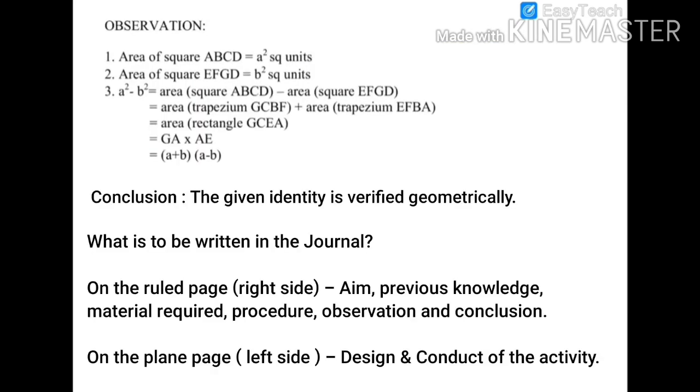And this is what we are going to write for observation, which is the same thing that I have just explained, and it is to be written in your journal point-wise. So now we can conclude that we have verified this identity geometrically.